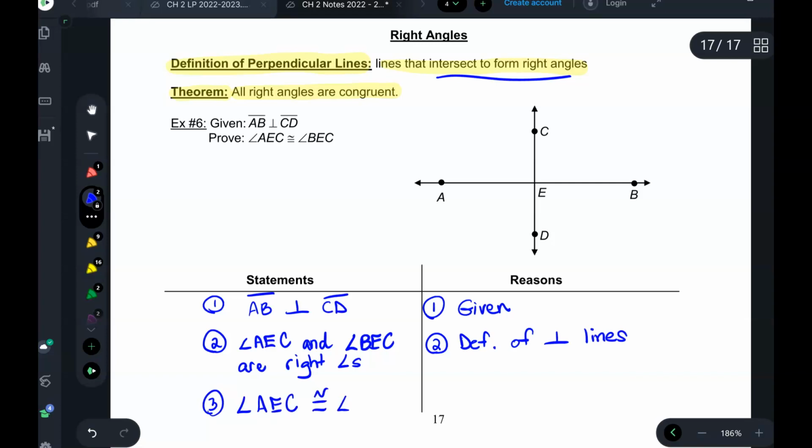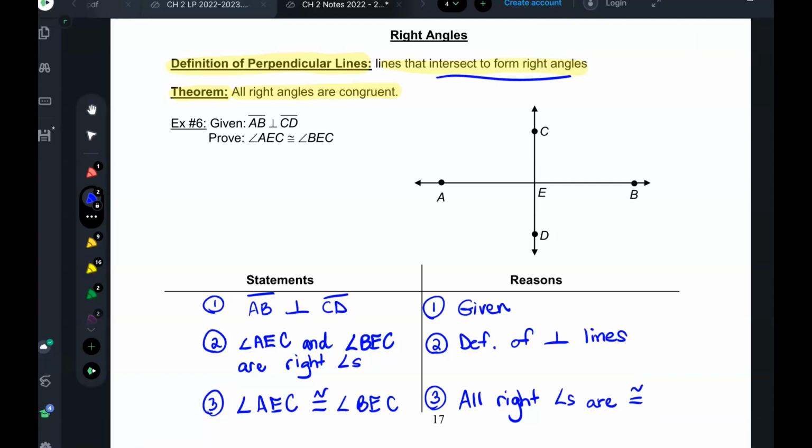Now, another approach, I could have had a longer proof. I could have said measure of angle AEC equals 90, measure of angle BEC equals 90, definition of right angles, then I can make them equal to each other. Then I could say they're congruent. But it's much easier to just use all right angles are congruent. And it has a 3-step proof instead of a 6 or 7.